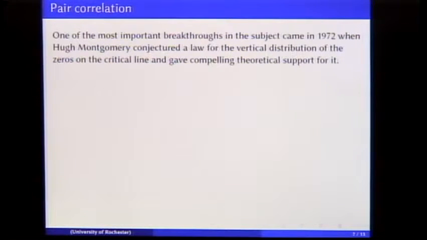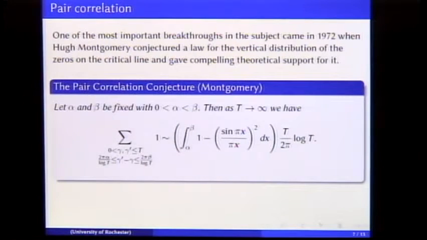So in 1972, Montgomery actually gave a conjecture for how the zeros are distributed on the critical line. And this is what his conjecture looks like. It's called the pair correlation conjecture. So it's a little strange. You're looking at pairs of zeros, of ordinates. So this assumes RH. And then you look at pairs of zeros, you look at their difference, you want to know how those differences are distributed.